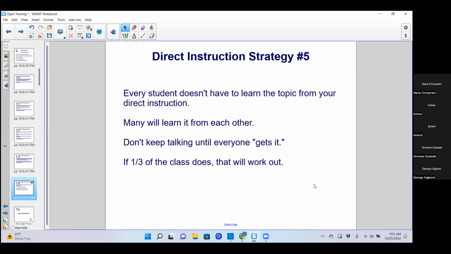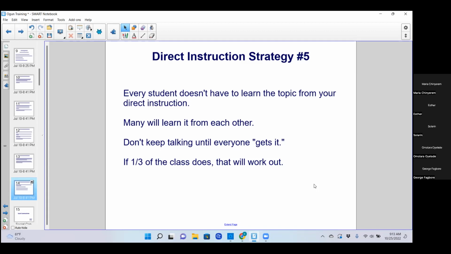This is a tough one. I know I even struggled with this strategy when I was teaching. It's okay that not everybody has the information that you taught during direct instruction. Even if 1/3 of the class understood what you taught, they get it, then they're going to turn it back around and teach their peers. So you don't have to wait for every student in the class to know the material before moving on to social constructivism.